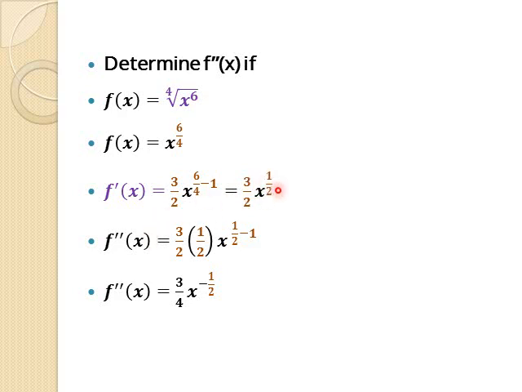Second derivative: now it will become half times 3 over 2, and then x to the power half minus 1. So 3 times 1 is 3, and 2 times 2 gives me 4. Half minus 1 gives me negative half. So my second derivative is 3 over 4 x to the power negative half.